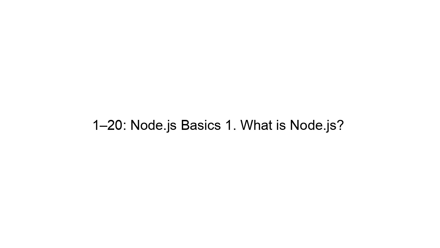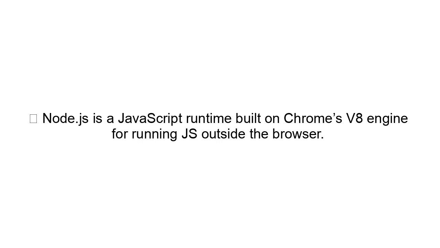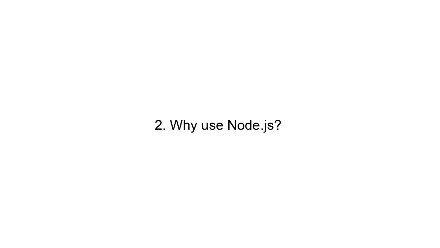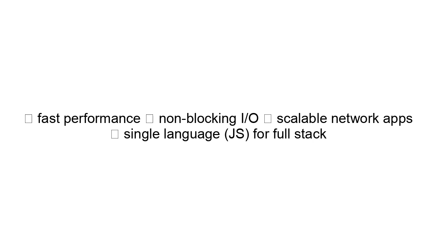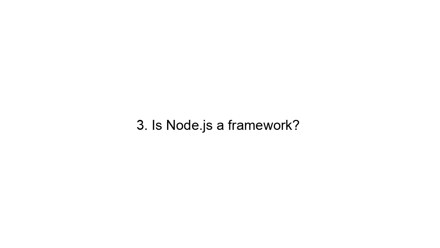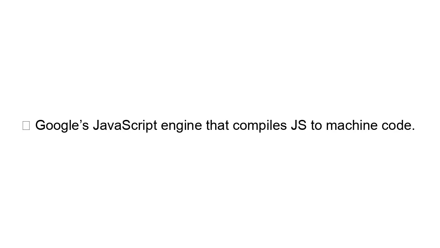This is widely used for backend developer and full-stack interviews. Questions 1 to 20, Node.js basics. 1. What is Node.js? Node.js is a JavaScript runtime built on Chrome's V8 engine for running JS outside the browser. 2. Why use Node.js? Fast performance, non-blocking I/O, scalable network apps, single language, JS, for full stack. 3. Is Node.js a framework? No, it is a runtime environment. 4. What is V8 engine? Google's JavaScript engine that compiles JS to machine code.